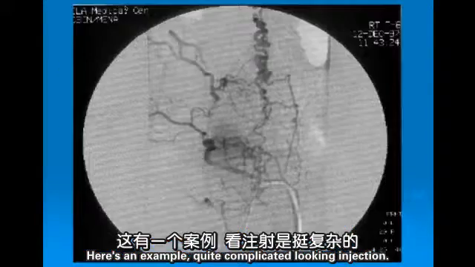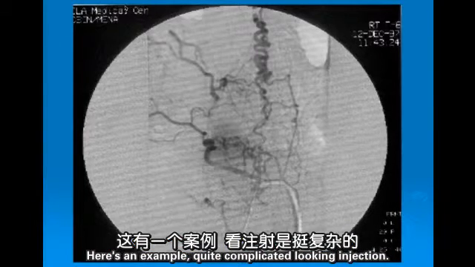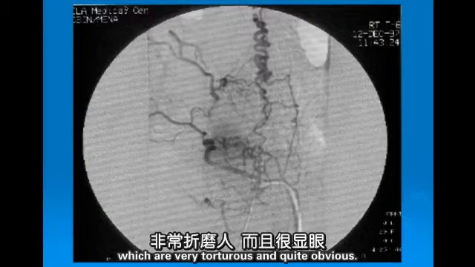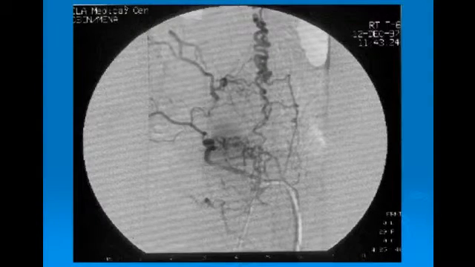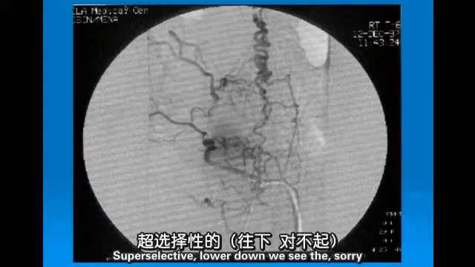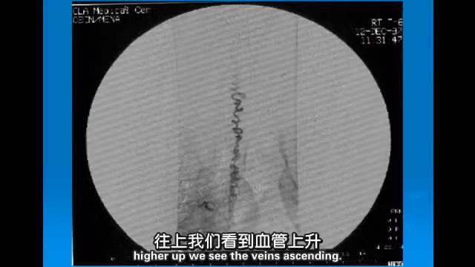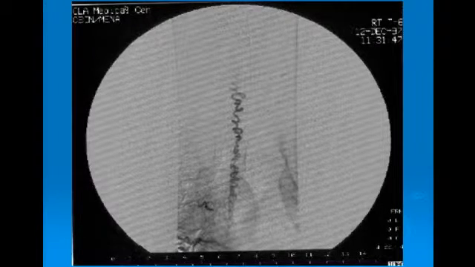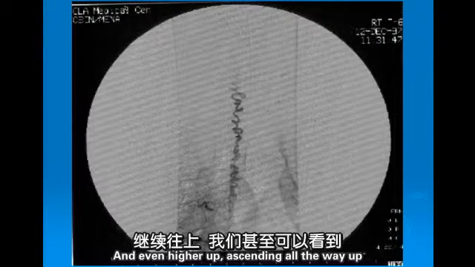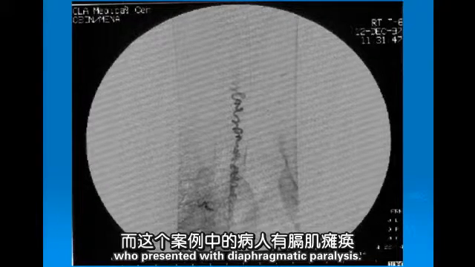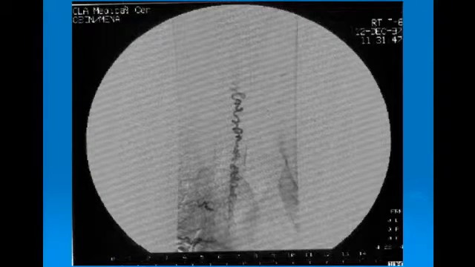Here's an example, quite complicated looking injection, but the hallmark is seeing these dilated veins, which are very tortuous and quite obvious. Super selective. Lower down, we see higher up, we see the veins ascending, and even higher up, ascending all the way up in the cervical region. And this is the patient who presented with diaphragmatic paralysis.